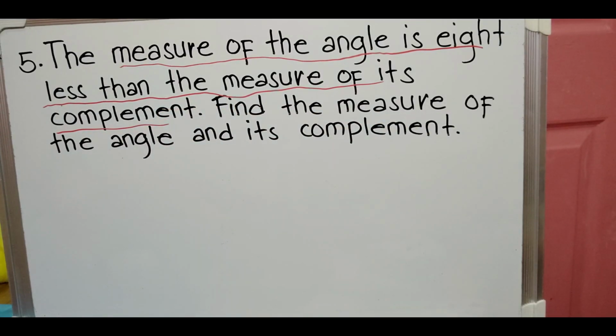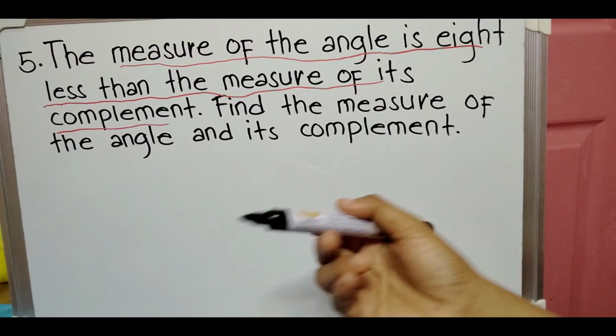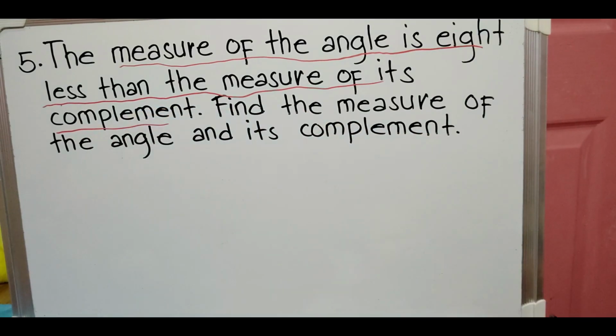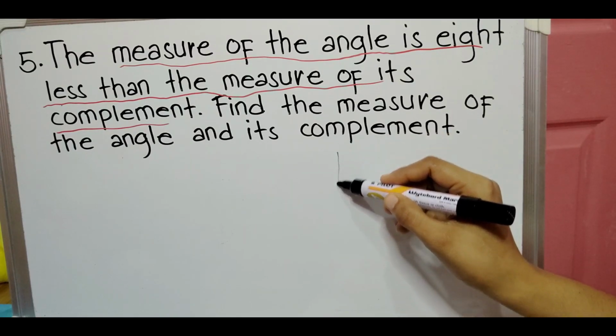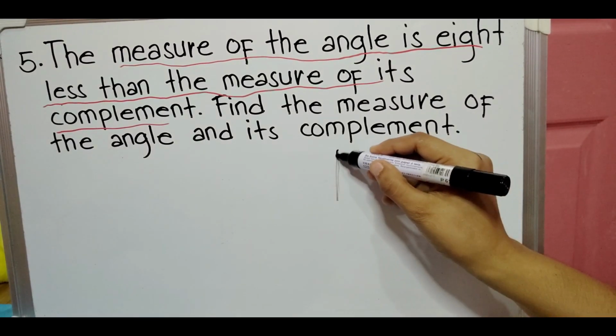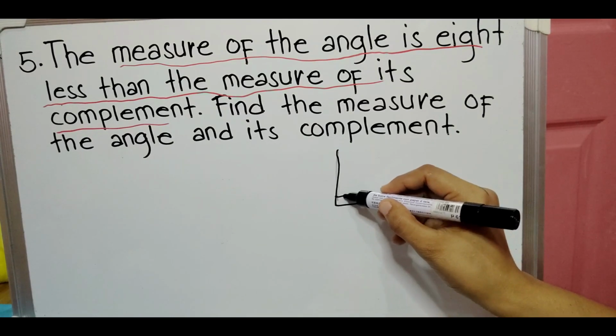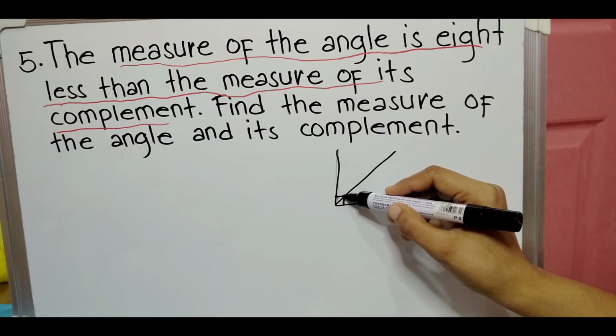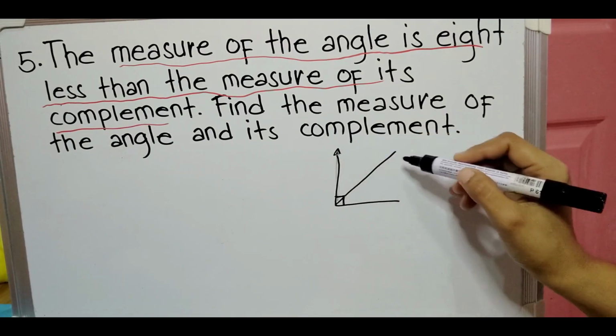So we will represent each unknown here. We can also draw an illustration to understand better. So let's draw an illustration here. The term complement means the sum of the two angles is 90 degrees. So we'll just draw here a right angle. This small square means a 90 degrees angle.